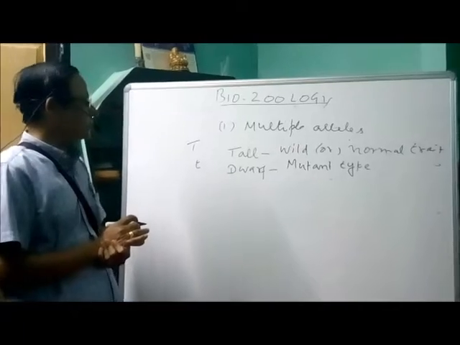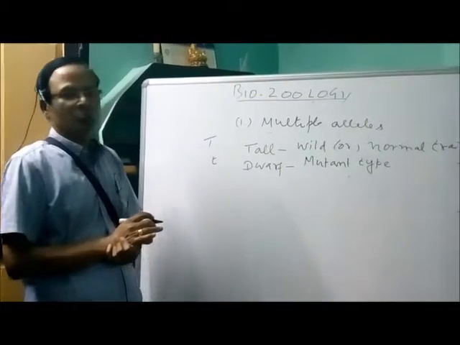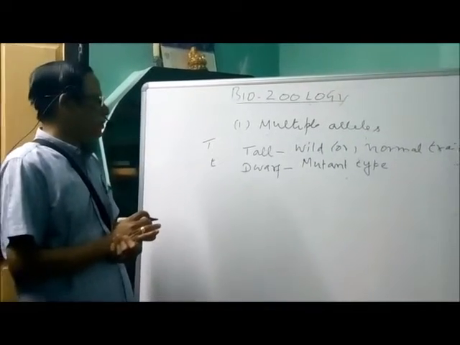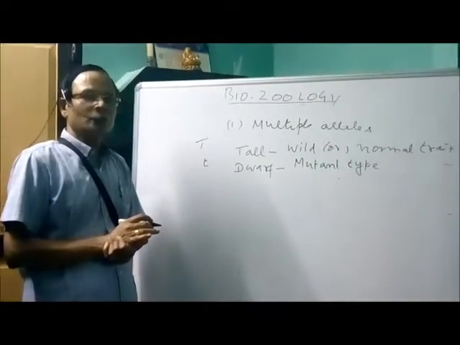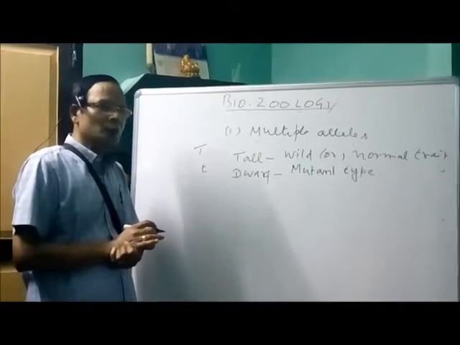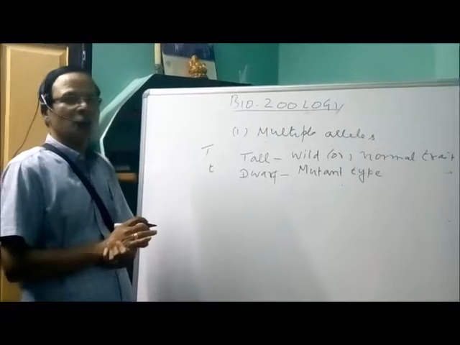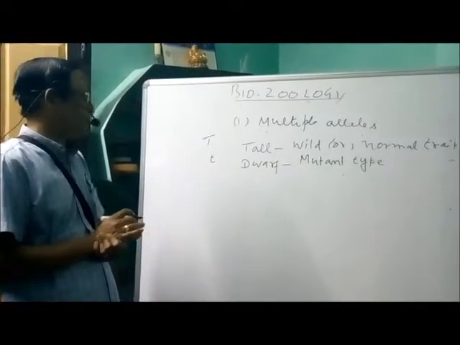And the T gene, there are two. One is a dominant gene, another one is a recessive gene. The dominant gene is the one which is being expressed, and the recessive gene is the one which is being suppressed or masked, which cannot be expressed, we can say.